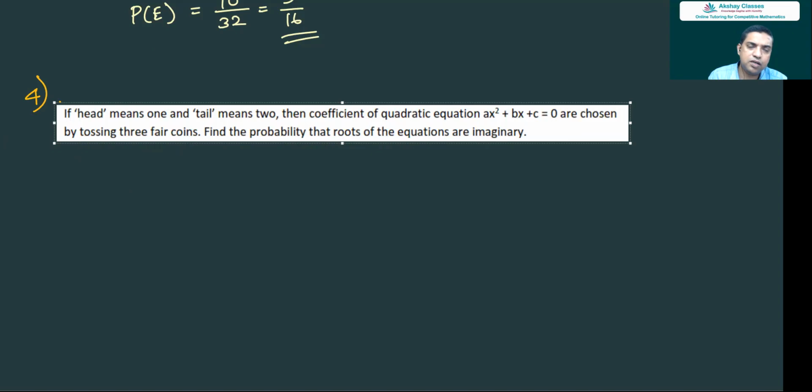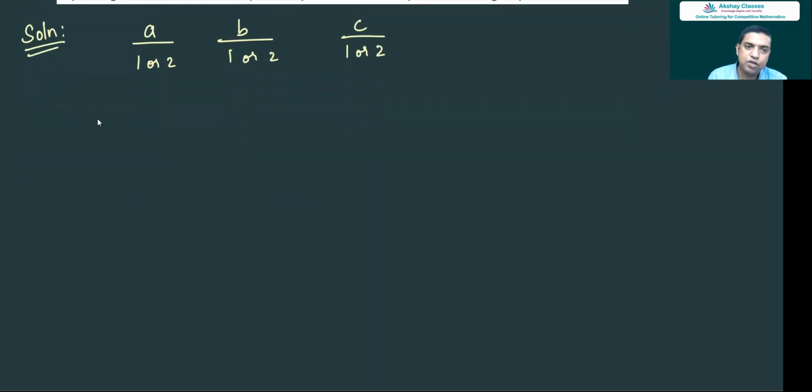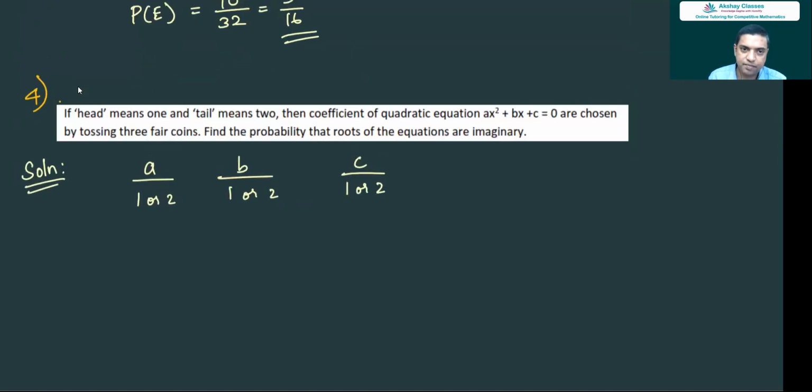So now what are the possibilities? A can take value 1 or 2. B can take the value 1 or 2. C also can take value 1 or 2. So the sample space is basically a triplet ABC. S, the sample space, consists of the ordered triads ABC.